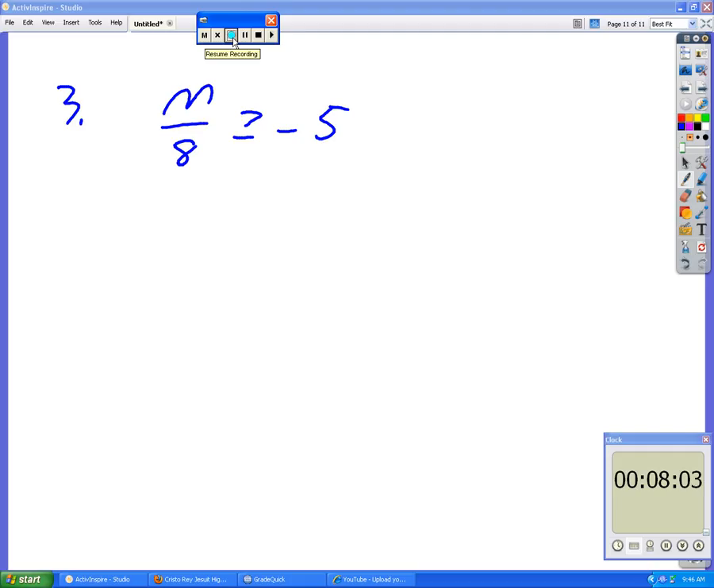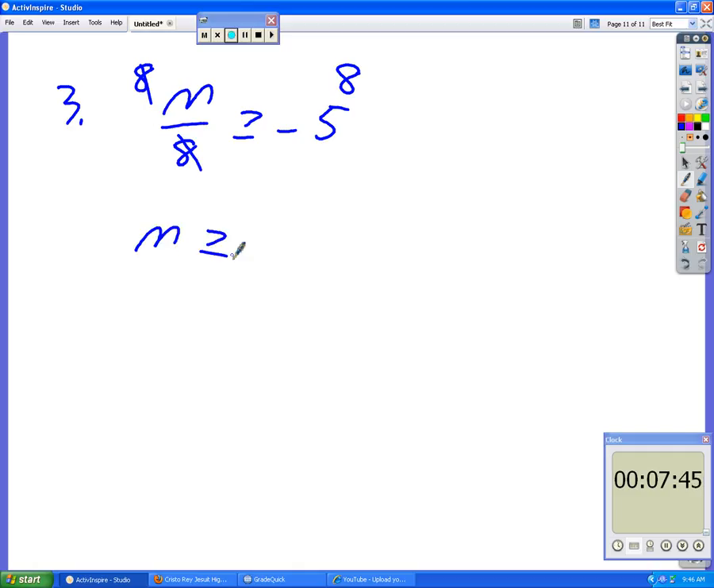Number 3 is here. What do you have to do? You have to get the letter by itself. So I have to get rid of the 8, which is the denominator. So I multiply through by the common denominator. 8, 8. The 8's cancel. I end up with n equal to or greater than negative 40. There's my algebra answer. And I graph it.